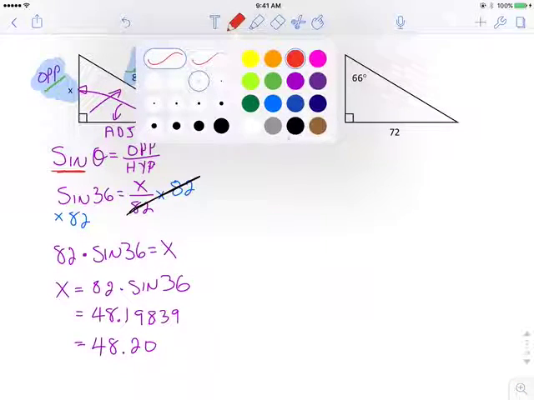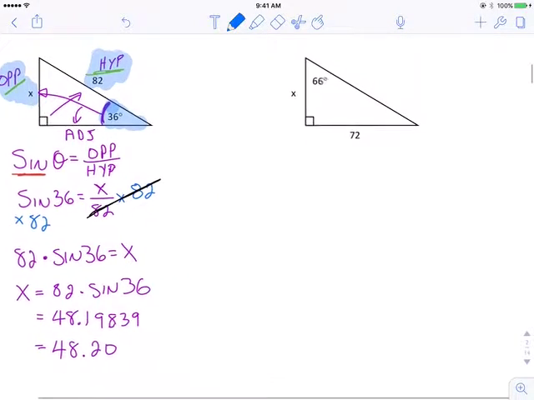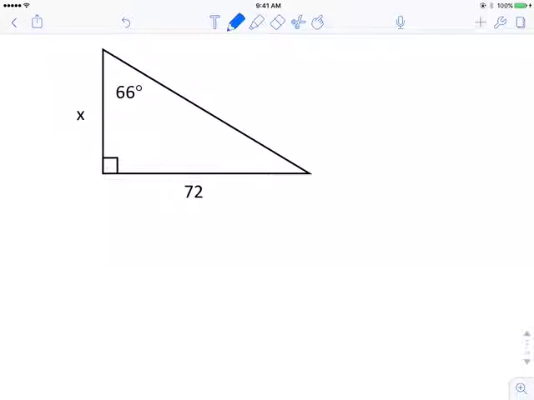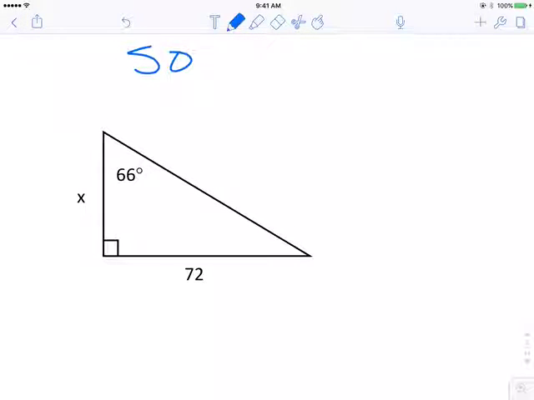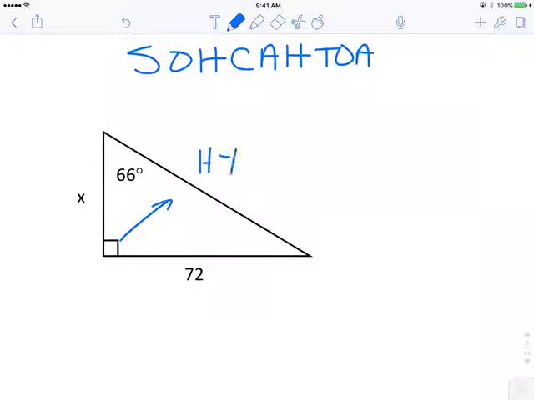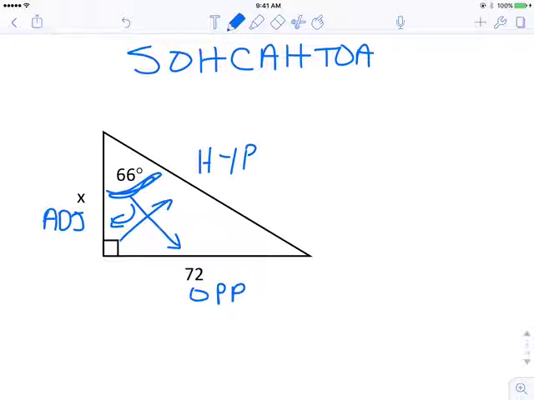Now for the other one, which I'll do in blue here. Here's my other one. Here is our triangle. We have SOHCAHTOA written down somewhere. Done. Label our triangle. This is the hypotenuse. Here's my angle I'm talking about. This is the opposite side. This side will be the adjacent side. SOHCAHTOA is written down, my triangle is labeled.